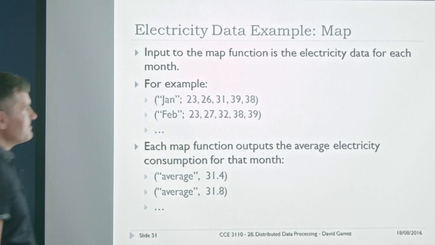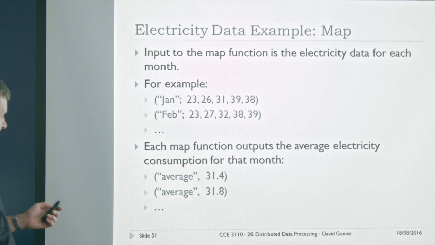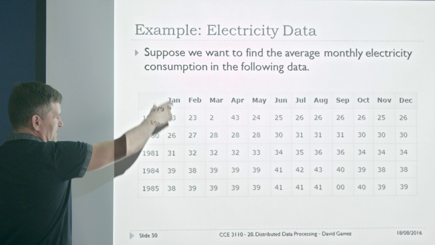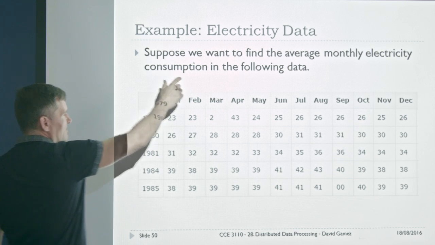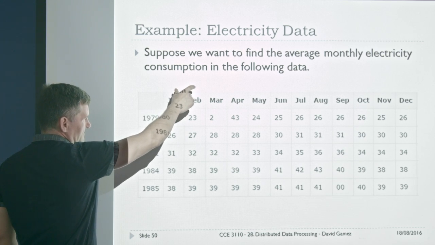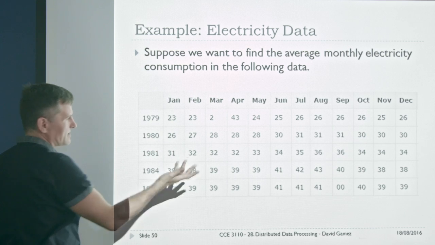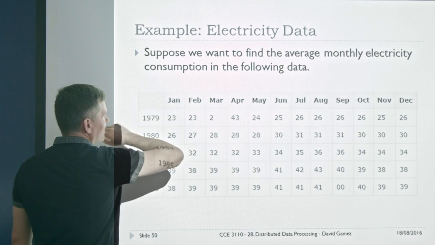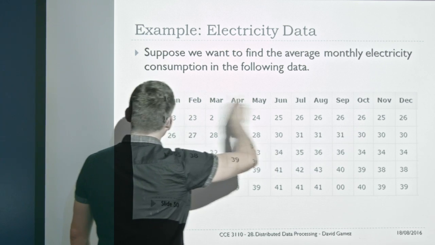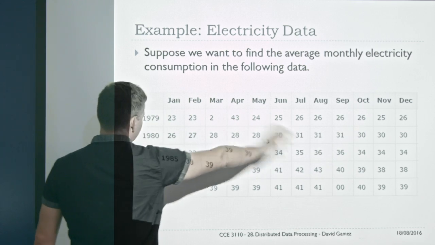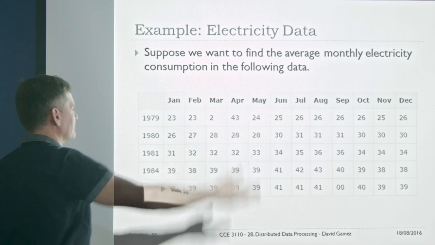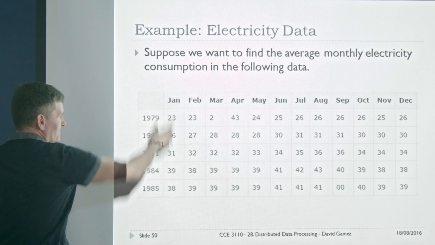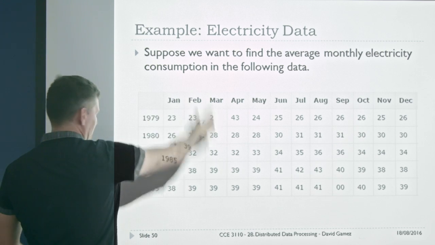So in this case, the input to the map function is the electricity data for each month. So each mapper is fed the electricity data for January over all the years, and then another mapper function is fed the electricity data for February for all the years. I mean, this is just one way of splitting it up. You could also feed one mapper function the data for 1979, another one for 1980, another for 1981. It doesn't matter. It's just a different way of doing it. So in this case, one mapper has one column, another mapper has another column, and so on and so forth.